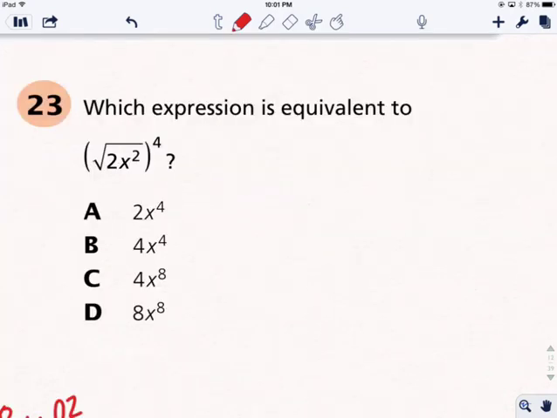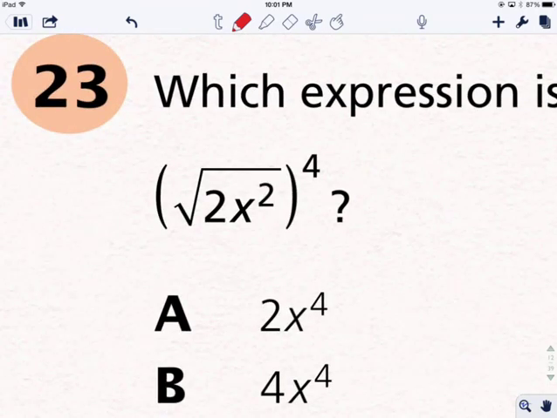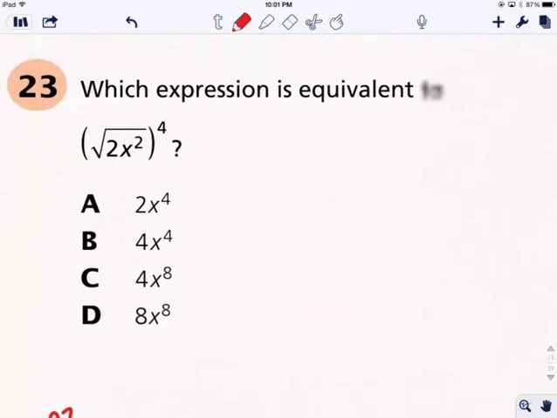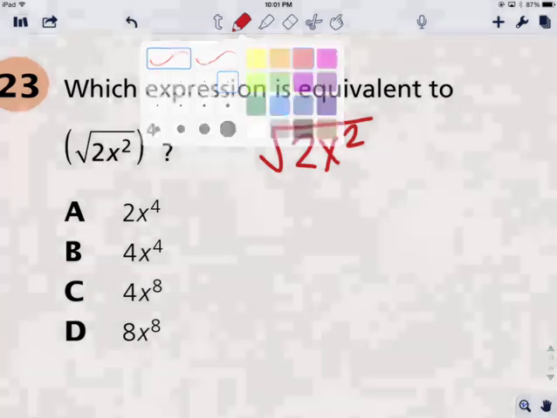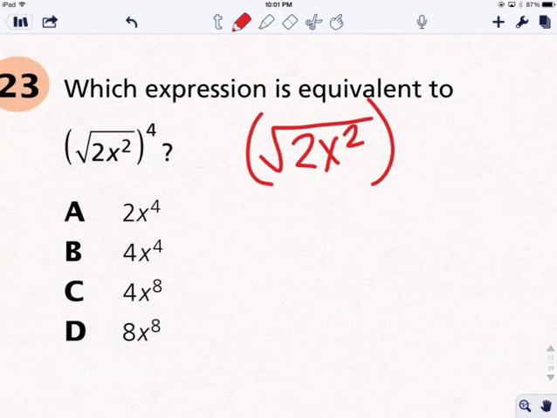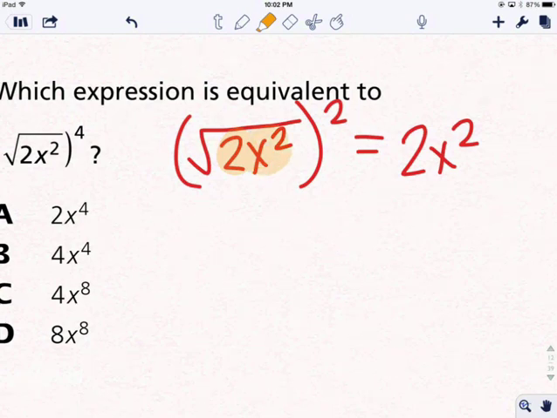Number 23. Which expression is equivalent to the square root of 2x squared raised to the 4th power? Now this is kind of a difficult one to grasp, I think, but imagine this. Imagine if we were asked this simpler question. Square root of 2x squared, what happens if we square that? Well, remember that this square root is the opposite of squaring. They are inverse operations, so they cancel each other out. So this would be simply 2x squared, right? It's simply whatever is inside the radical.